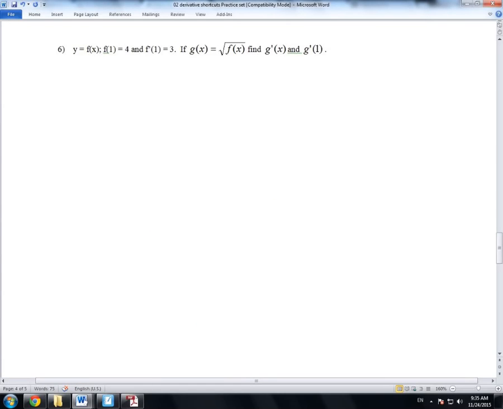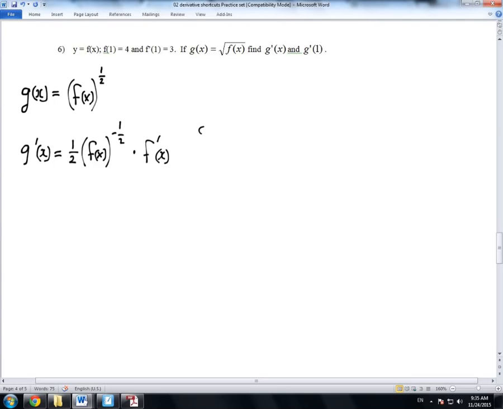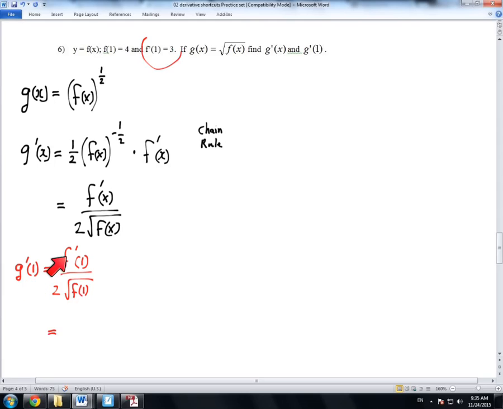The video is getting really long, so I just wanted to kind of quickly brush over this last one. This is determining who understands the chain rule versus who just knows how to use it. So the derivative here, chain rule, is the derivative of the outside times the derivative of the inside, which cleans up here. So to find g prime of 1, I find f prime of 1 over 2 times the square root of f of 1.